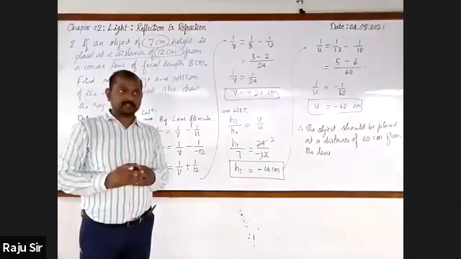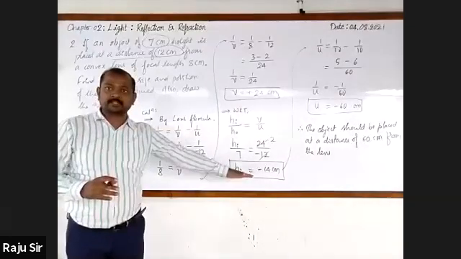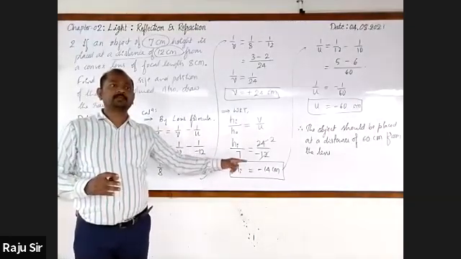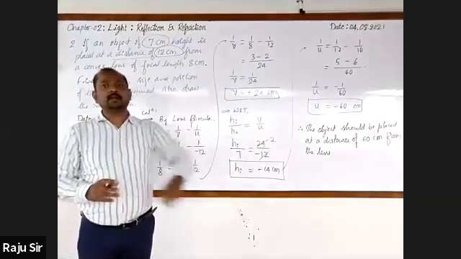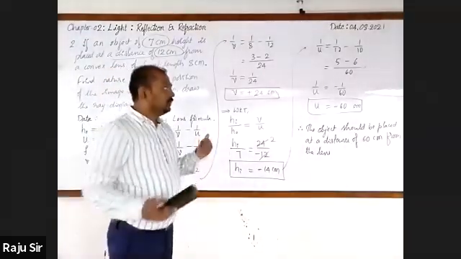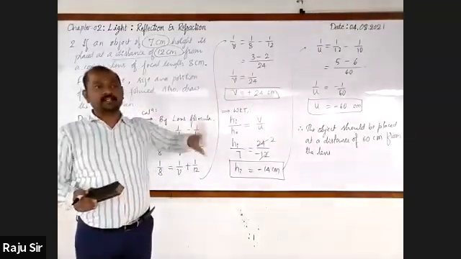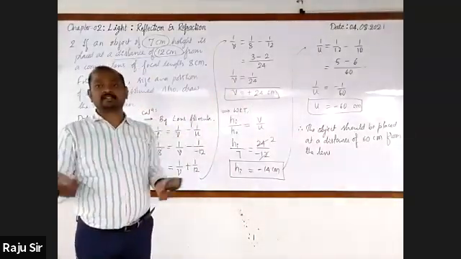It is below the principal axis. The image is formed below the principal axis. If it is below the principal axis, whether it is upright or inverted? Inverted. Inverted image, whether it is on the screen or inside the lens? On the screen.